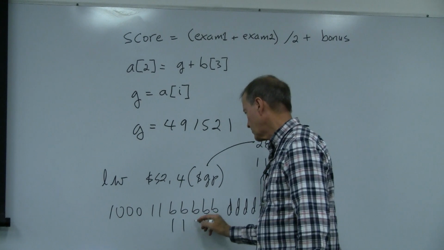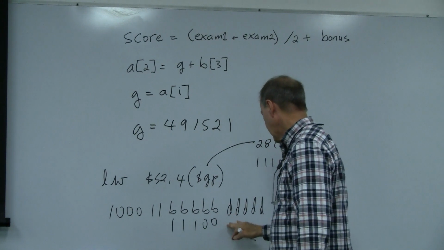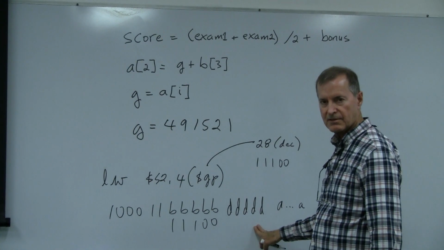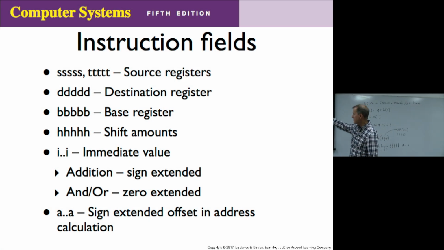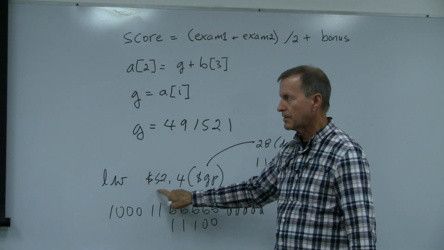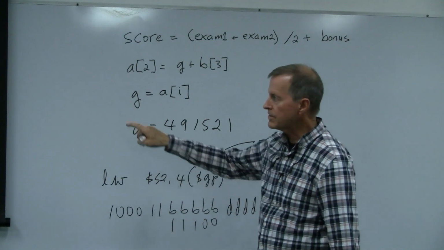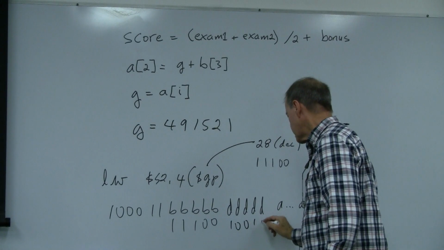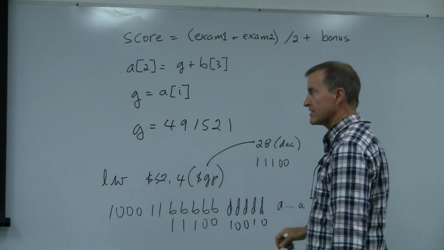Okay, so 11100. And DDDDD is the destination register, right? On this slide, DDDDD is the destination register. And what's the destination register in this particular example? Load word into where? S2, but on this slide, in example 2, S2 is register 18, which is 10010. And now what is this, the 16 A's?